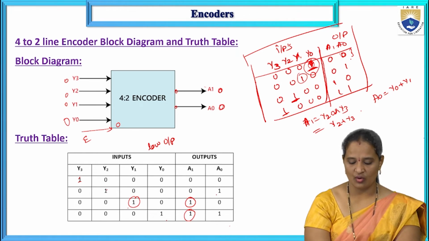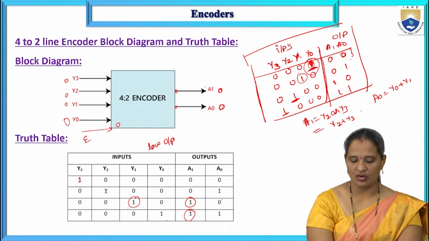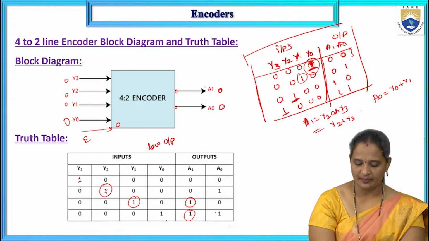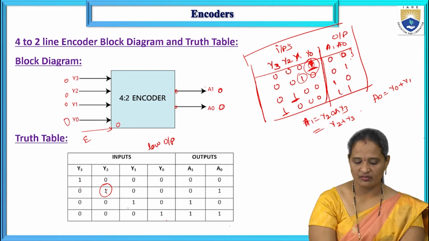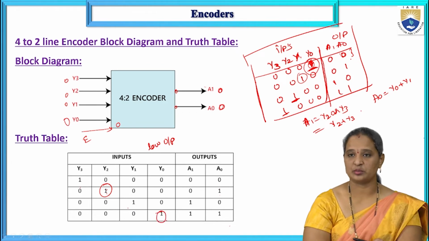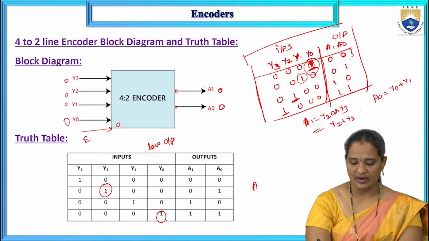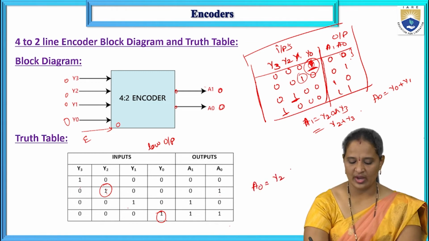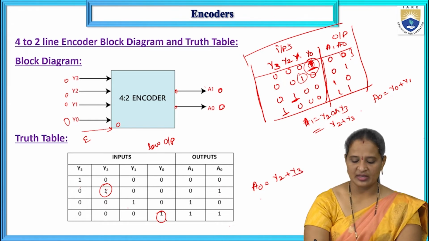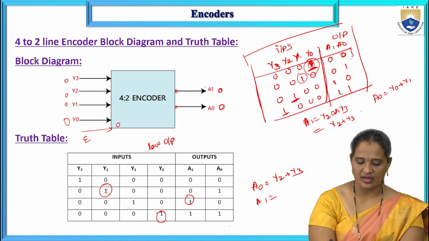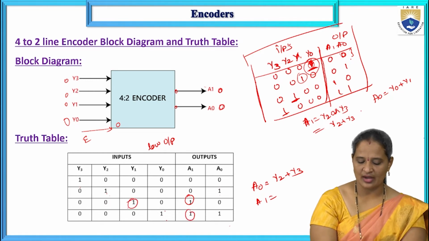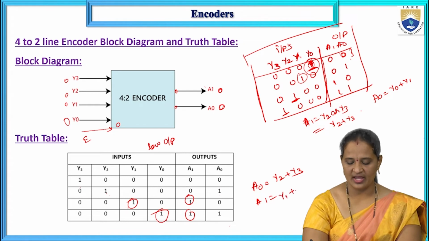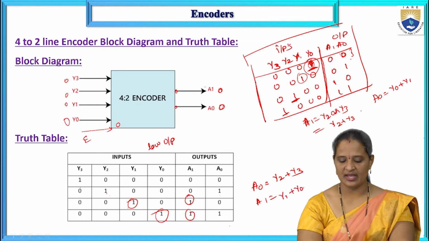Now based on this active low output, A0 is 1 when Y2 is 1 and also Y0 is 1. So A0 is equal to Y2 plus Y3. Similarly for A1, when it is becoming 1, A1 is 1 when Y1 is 1 and also when Y0 is 1. So Y1 plus Y0.